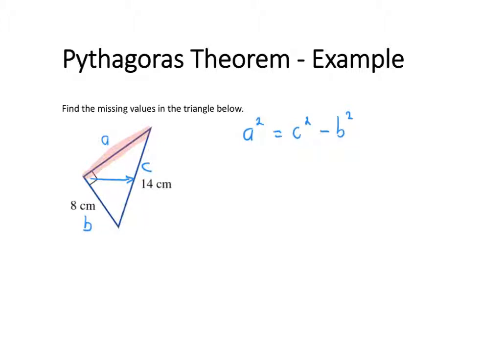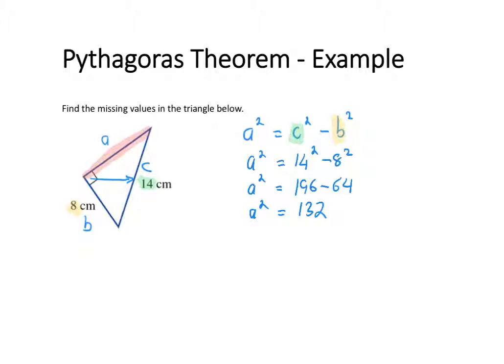Now the next step is to go through and identify the values that I can substitute in. So c, I know is equal to 14, and b, I know is equal to 8. So I can go ahead and rewrite that now using the known values of C and B. So a squared is going to equal 14 squared minus 8 squared. So continuing on, a squared is going to equal 14 squared, which is 196, minus 8 squared, which is 64. So a squared is going to equal 132.